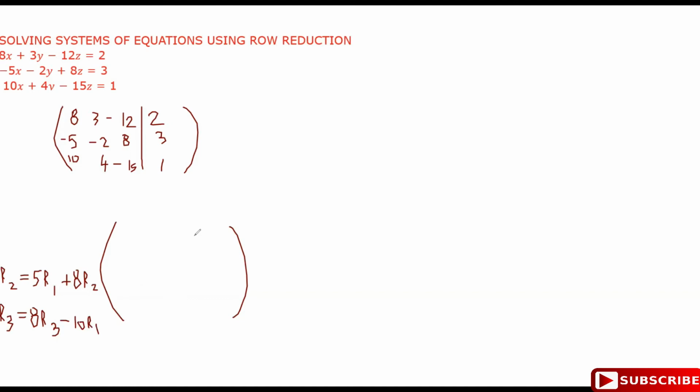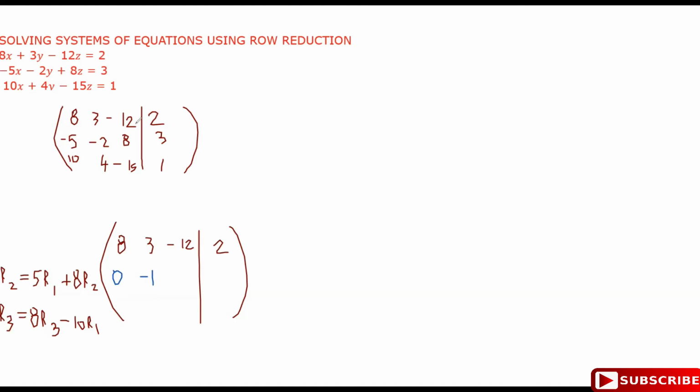Let's check it out. All you need to do straight away is write back your row 1: 8, 3, minus 12, and 2. Now your row 2 is going to become 5 row 1. 5 times 8 is 40, plus 8 times minus 5 is 40 minus 40. That gives us 0. Then 5 times 3 is 15, plus 8 times minus 2 is 15 minus 16, which is minus 1.